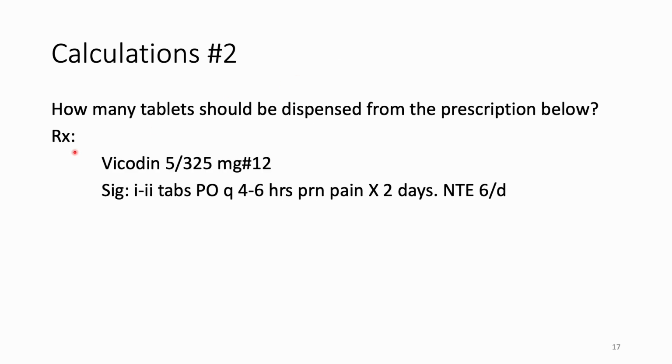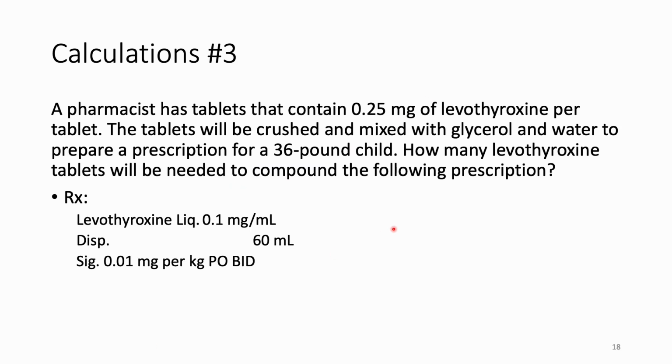The second example, how many tablets should be dispensed from the prescription below? You see Vicodin 5/325 mg, number 12, and then some instruction for use. So the question, you need to look at the question they ask: how many tablets should be dispensed? You need to pay attention to the number of tablets to be dispensed, look at this, and you can ignore other information.